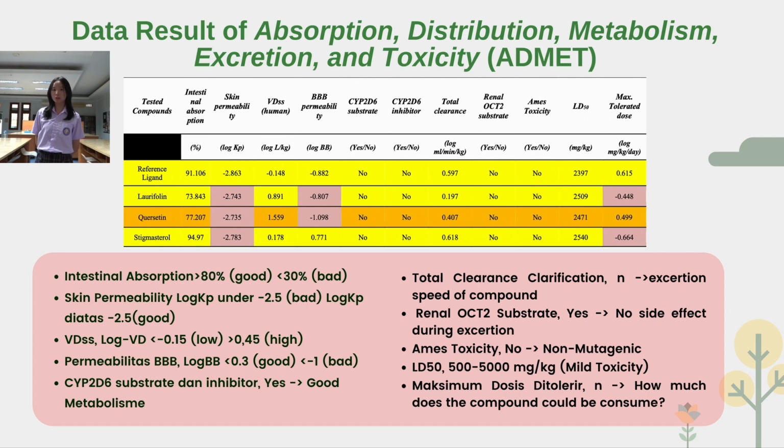After the Lipinski rule of 5, we also test the compounds with the ADMET test. These are absorption, distribution, metabolism, excretion, and toxicity. Here we can see that laurifolin and stigmasterol have a negative value for the max tolerated dose. What this means is that only the reference ligand and quercetin are safe to be used and consumed. So laurifolin and stigmasterol have side effects, while the reference ligand and quercetin have minimum to no effect at all.